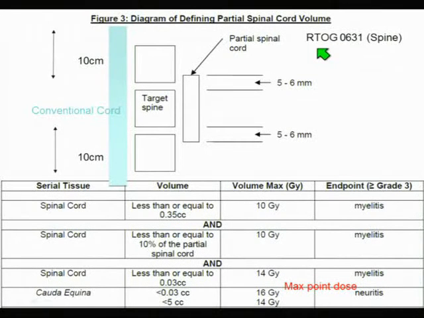So the cord constraint is also very specific in the RTOG protocol. You draw a partial spinal cord, 5 or 6 millimeters beyond your target spine. That's called the partial spinal cord. And you will also have to draw a conventional cord, which is 10 cm beyond your target spine on the superior and inferior side. So the cord constraint has to be: 10 gray should cover less than or equal to 0.35 cc, and 10 gray should cover less than or equal to 10% of the partial spinal cord. And basically the maximum point dose should be less than 14 gray if you are doing 16 gray per fraction, or 18 gray per fraction according to this protocol.